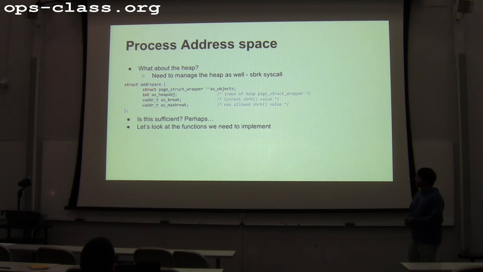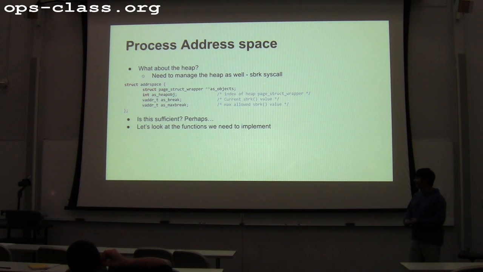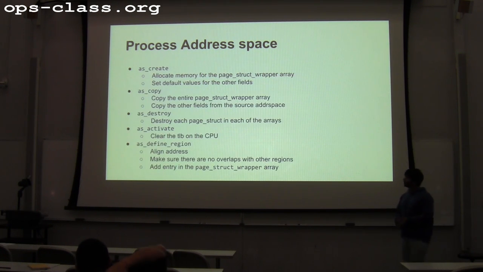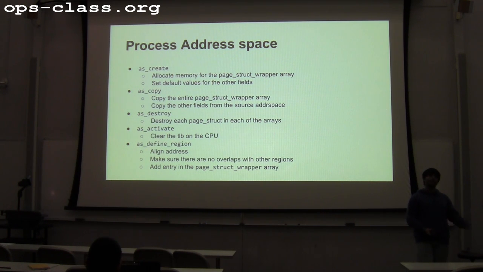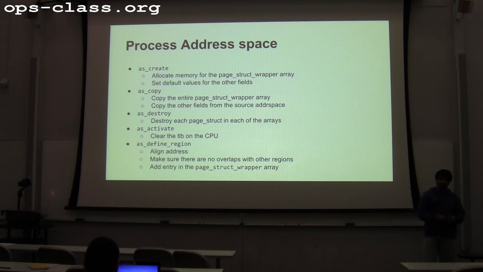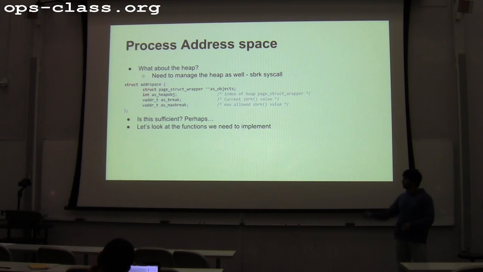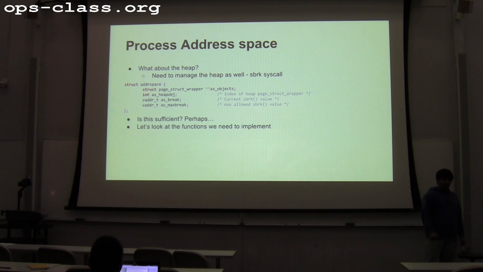Okay, so potentially this is sufficient for the address space, but let's verify that based on the functions we have to implement. So we have ASST create. That's one of the first things, right? So what do we have to do here? We just have to allocate memory for the array itself and set default values for the other fields. By the other fields, I mean the heap object, the break and the max break, right? Because the address space has been created, it's not being used.